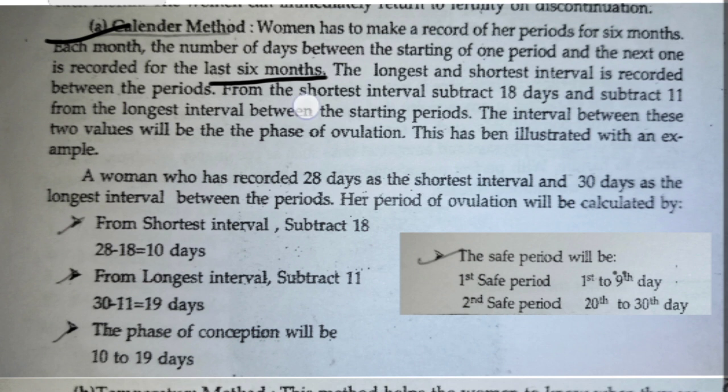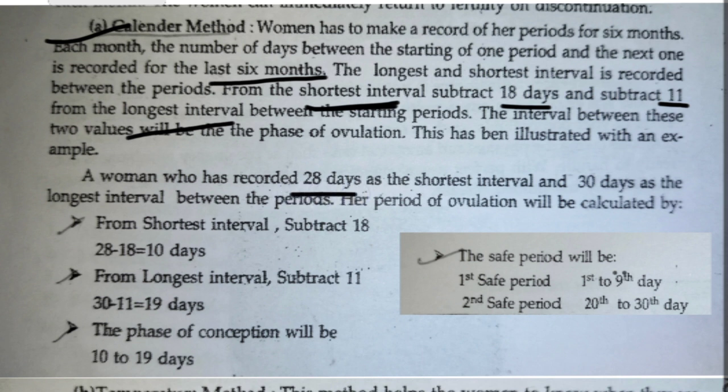On calculation you need to take the shortest interval and the longest interval. From the shortest interval you need to minus 18. From the longest interval you need to minus 11. And the period between both the shortest and longest is known as the ovulation period. Let me explain in detail. Like in last month the woman got menstruation and after 28 days she got her next month's menstruation. So that is the shortest interval.